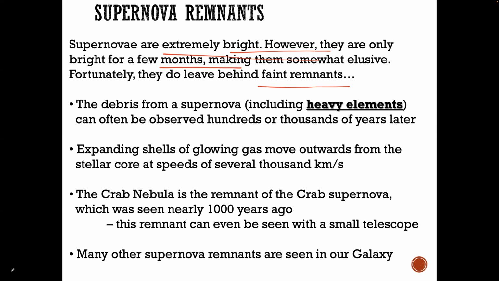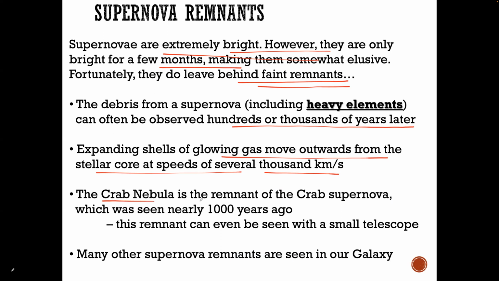So if you need to detect the particular star where the supernova explosion happened, you have to look at the supernova remnants, that is, what is remaining. This debris from a supernova can often be observed hundreds of thousands of years later. That is the advantage of having this supernova debris. The expanding shell of glowing gas moves outwards from the stellar core at speeds of several thousand kilometers per second, and this gas that moves outwards you can detect normally. Those will appear as nebulas.